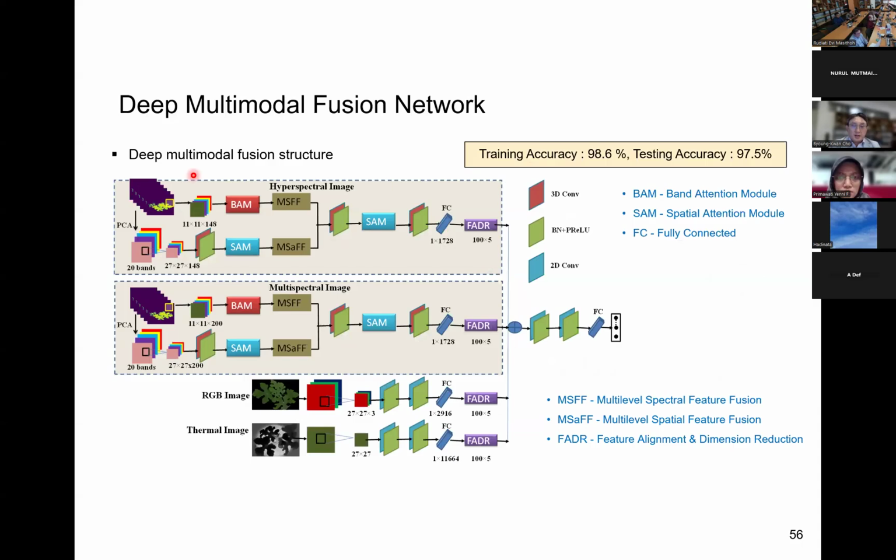a multimodal fusion network. So here, RGB images and thermal images are just 2D images. We can use a quite simple deep learning model, and hyperspectral images and multispectral images are 3D information. Then it is a complicated model. So everything together to monitor the stressed one or disease one, a classification model. The performance looks pretty nice.